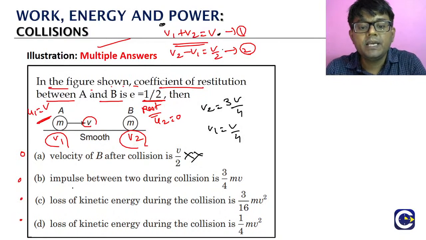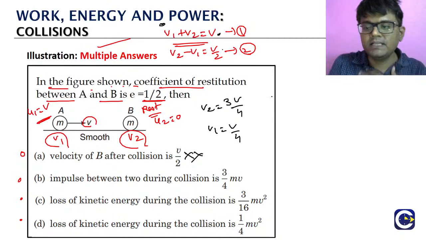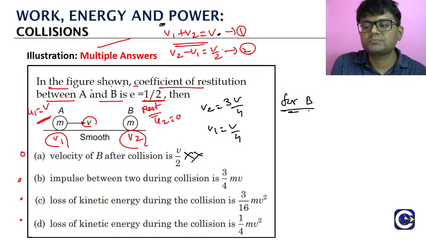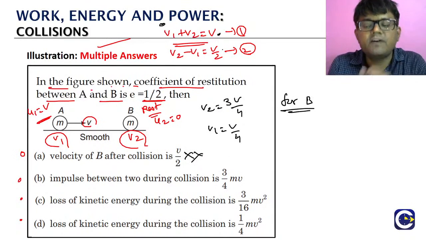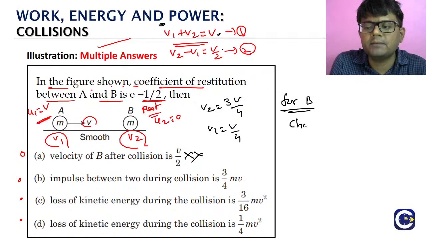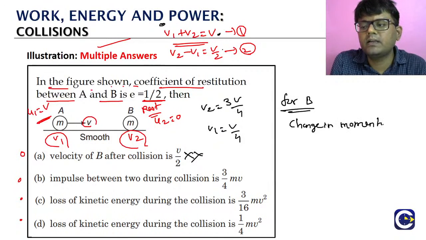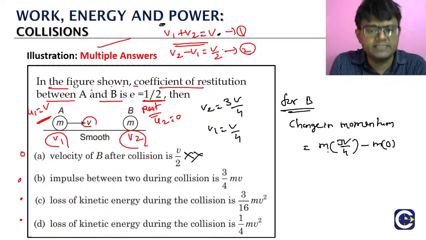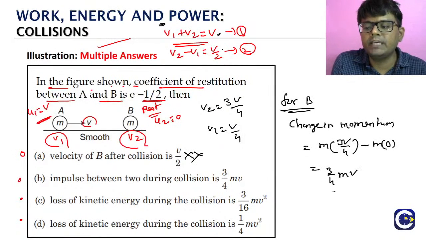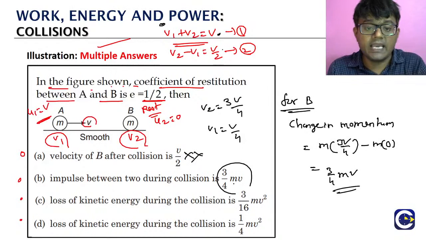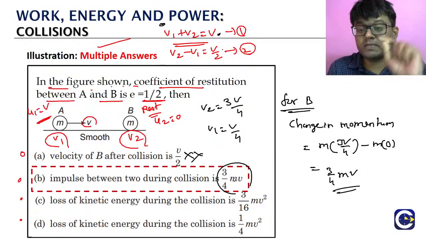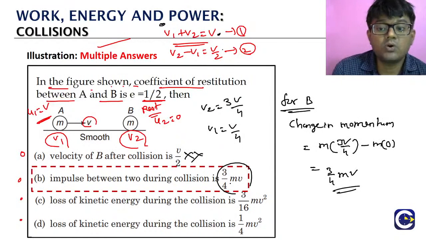But what about option B, impulse between the two objects during collision? Let us take B, because the impulse acting on B will be numerically the same as the impulse acting on A, because it is an internal force. For B, impulse means change in momentum. Final momentum is m into 3v by 4 minus initial momentum, which is 0 because it is at rest initially. So it is 3 by 4 mv. That will be the same as the impulse acting on A also. So option B is the correct one. Remember, this is a multiple answer question. We'll have one or more options being correct.